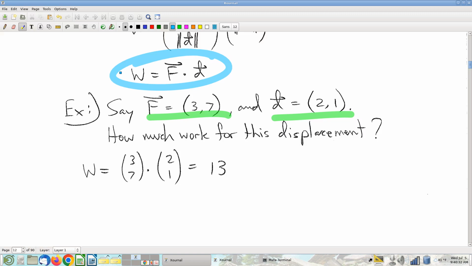You plug them in, you dot them out. Dotting, again, is the world's easiest arithmetic, and nothing to it. Everybody happy? Nice application of dot product.